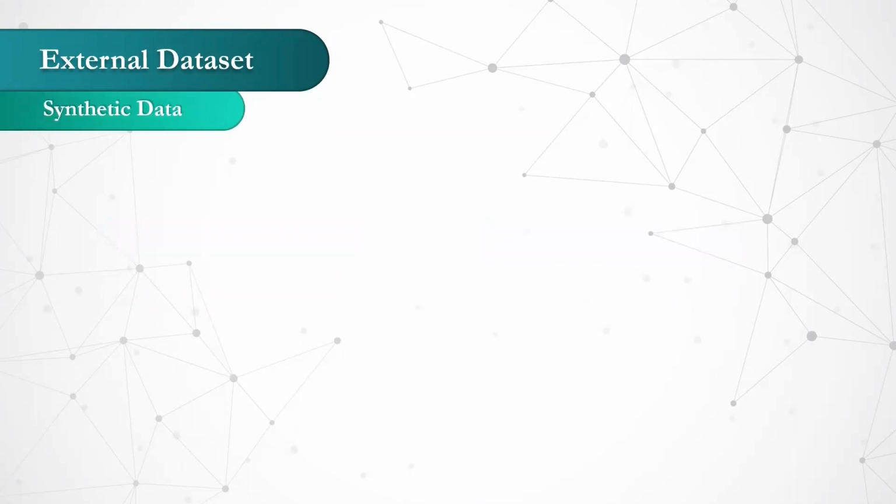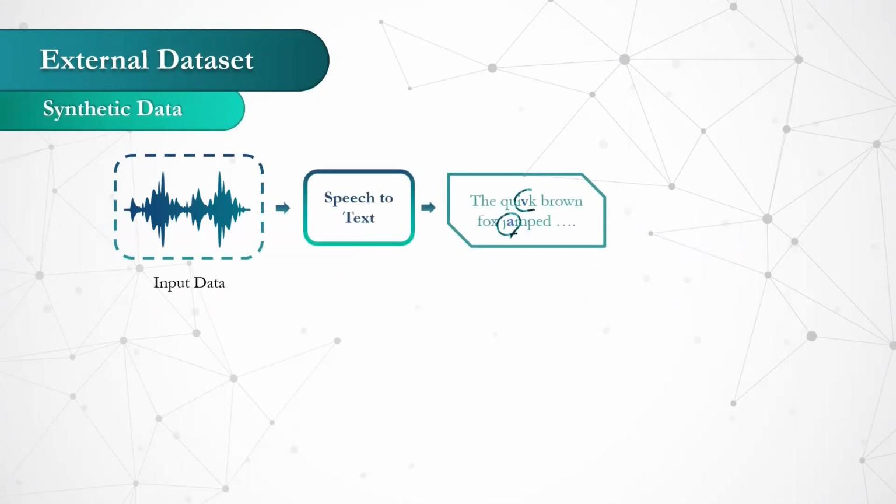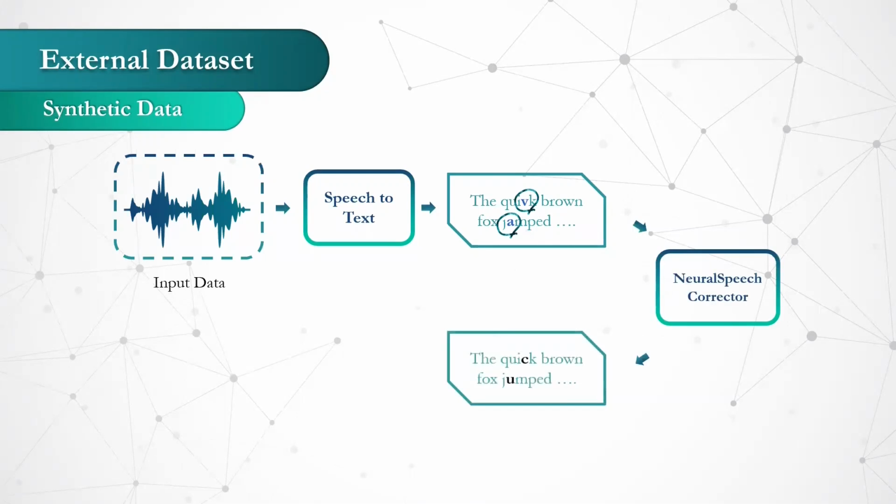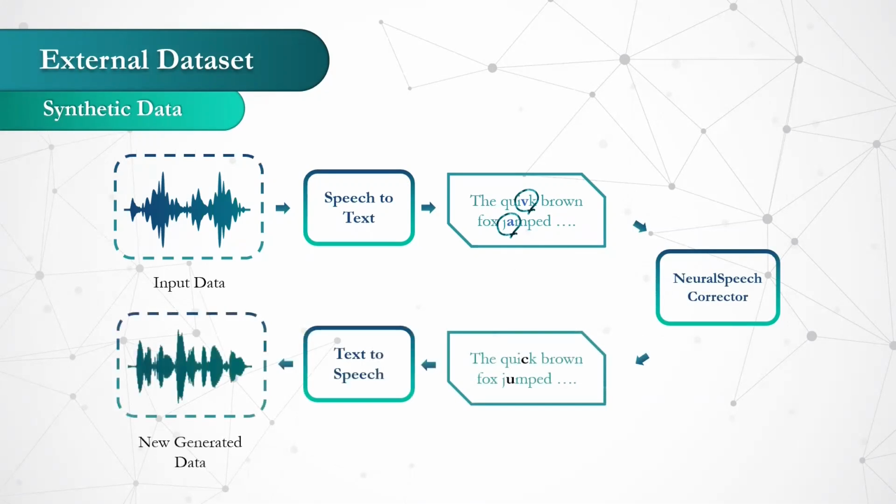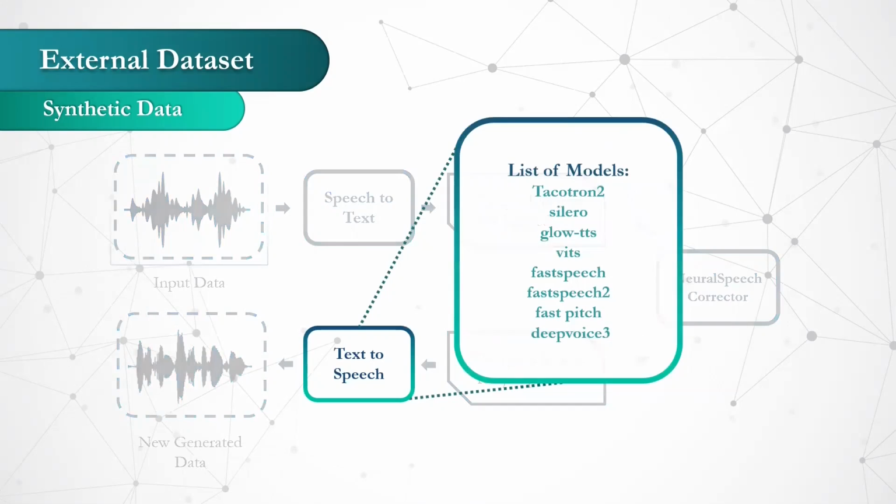For synthetic data, at first, we converted audio data to text data using the Wav2Vec 2.0 automatic speech recognition model. As there were some spelling errors in the text, we corrected them using a natural speech corrector model. Finally, we converted the corrected text data back to audio data using different text-to-speech models. Here's a list of text-to-speech models that were used for text-to-speech conversion.